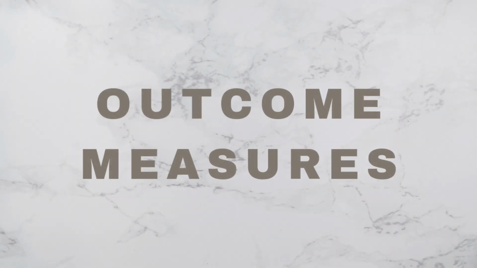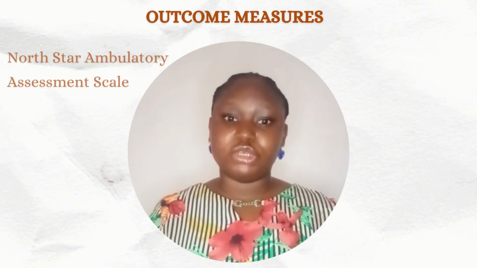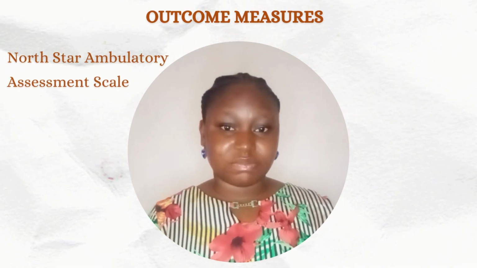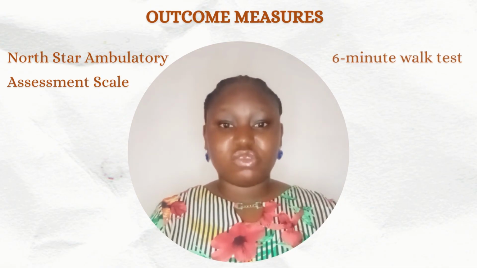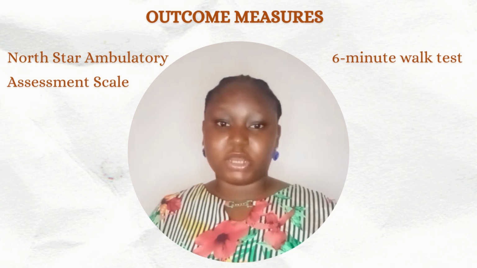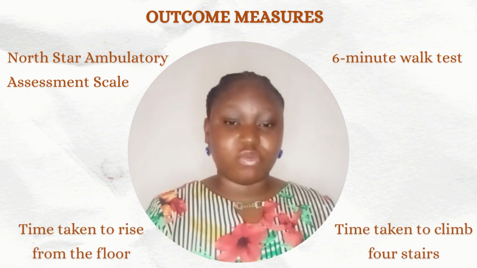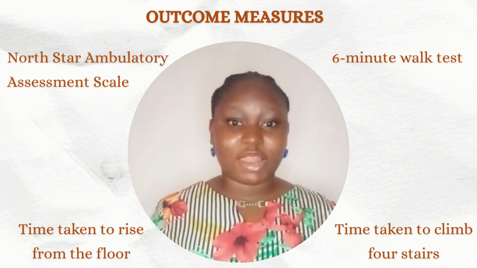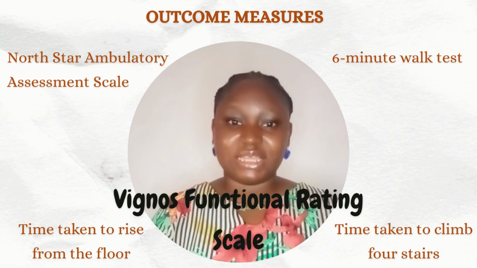So moving on to the outcome measures for DMD. The outcome measures that are used include the North Star ambulatory assessment, which assesses the ambulatory function. Also, we do the 6 minute walk test, which assesses the endurance capacity of the child. Also, you can do the time taken to rise from the floor and also the time taken to climb 4 stairs. There is also the Vignos functioning test scale.